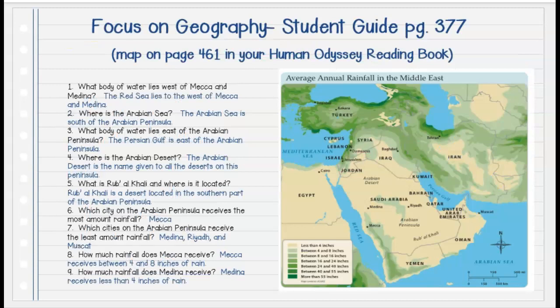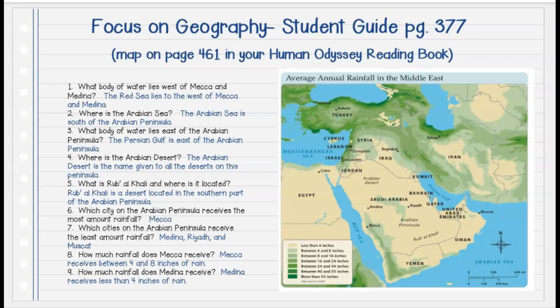And then this is Focus on Geography. This is on page 377. Again, not much room to write in there, but these answers are shorter, so you may be able to fit it in there in your book. And this is also on page 461 in your Human Odyssey reading book if you can't see this map very well on the slide. So what body of water lies west of Mecca and Medina? The Red Sea.